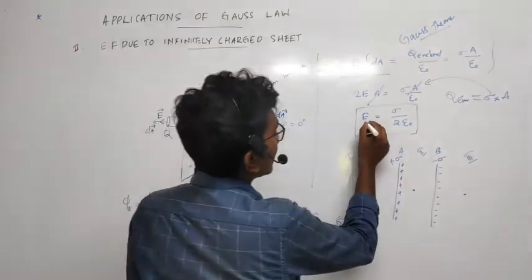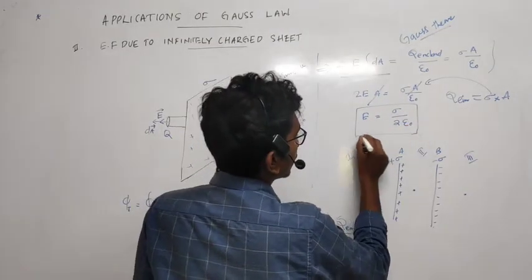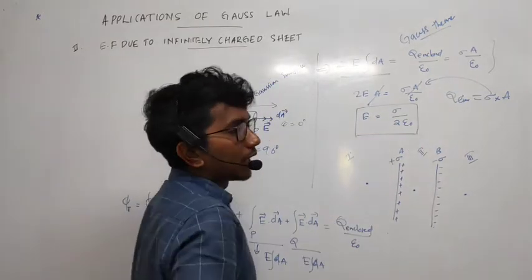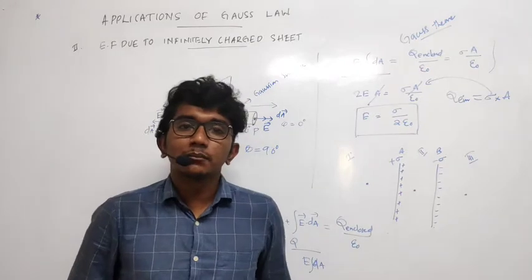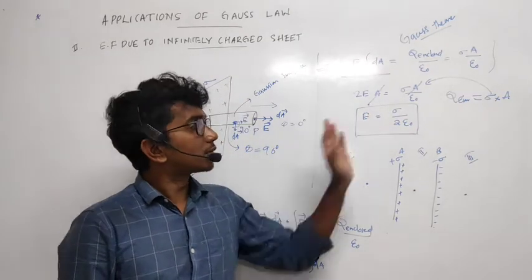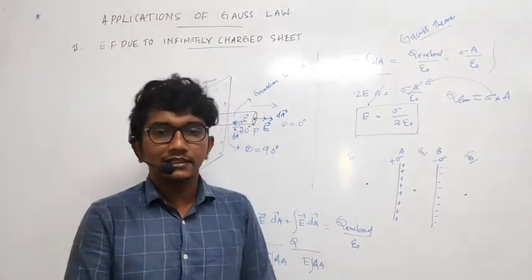So E is equal to sigma by 2 epsilon 0. This is our value. How much is E? Sigma upon 2 epsilon 0. Sigma by 2 epsilon 0. Here sigma is the surface charge density.